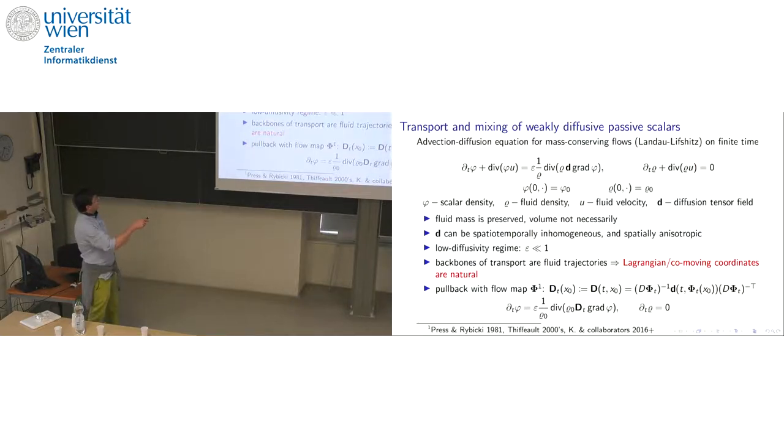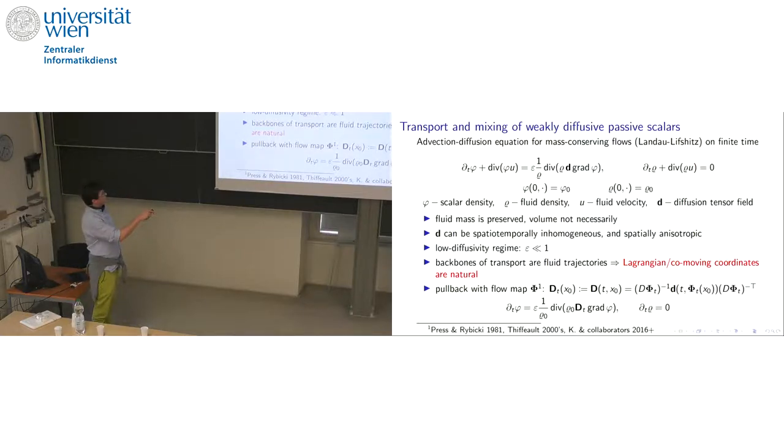So phi is the scalar density that is transported and weakly diffused. So the small bold d is the diffusion tensor field in space. Rho is the fluid density, which is transported. What else do we have? U is the fluid velocity. Okay, and D, the diffusion tensor field. Okay, so in this model, fluid mass is preserved, but not necessarily volume.